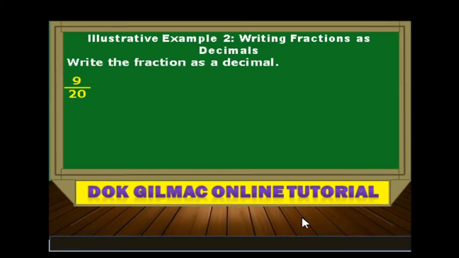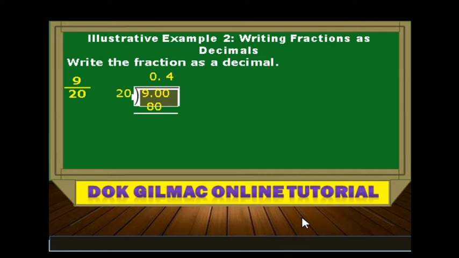Now, let's have illustrative example number 2. Write fractions as decimals. Given 9 over 20. Again, let's divide 9 by 20. 9 divided by 20 is 0. It cannot be. So we have 90 divided by 20. So we have 4. 4 times 20 is 80.